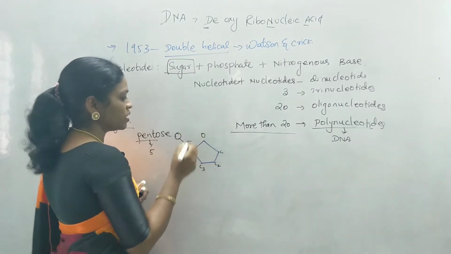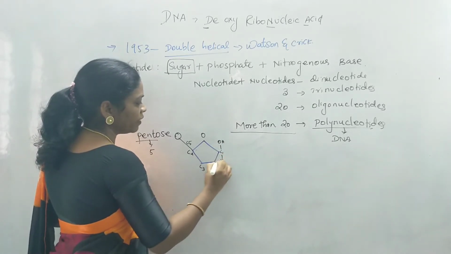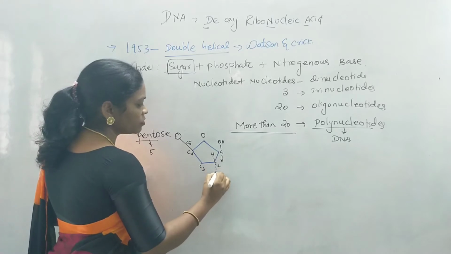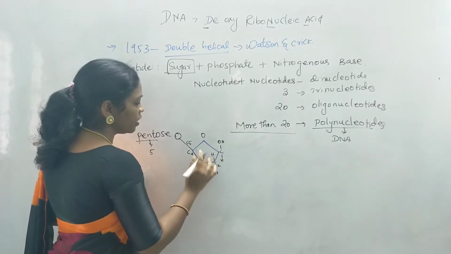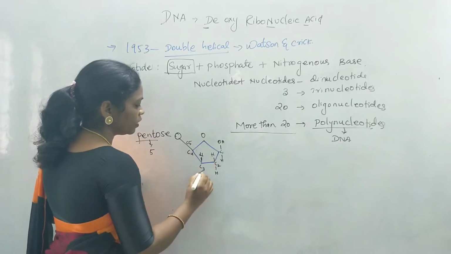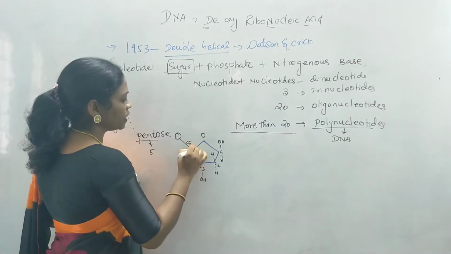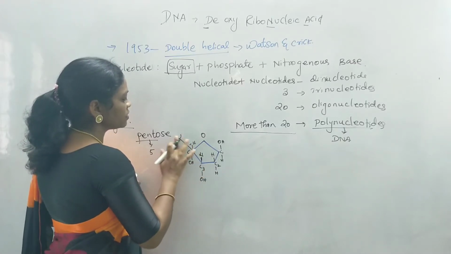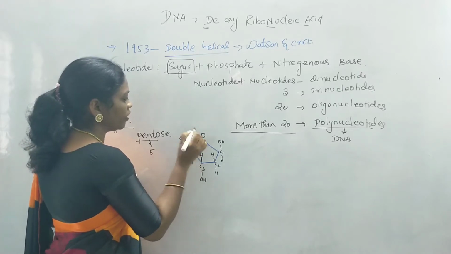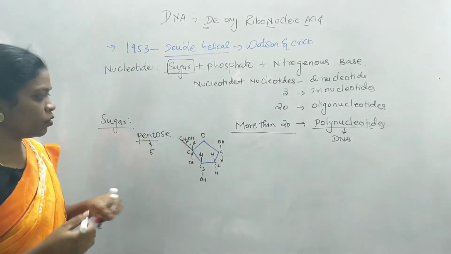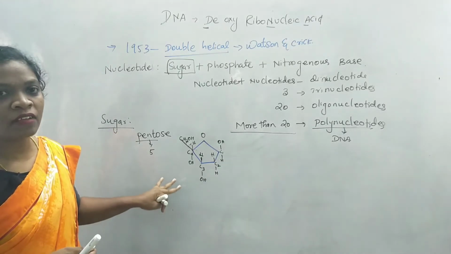There is one oxygen atom in the ring, and the carbons are connected with hydroxyl groups and hydrogen. In the second position, in the case of DNA, you find only a hydrogen atom, and here it is again hydrogen. Here you find a hydroxyl group, here again a hydroxyl group, and hydrogen. The last carbon consists of a hydroxyl group and also hydrogen. This is the structure of pentose sugar in DNA.